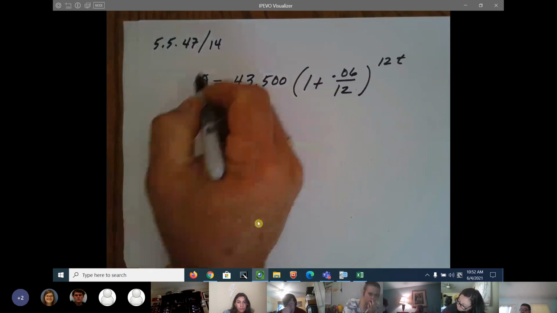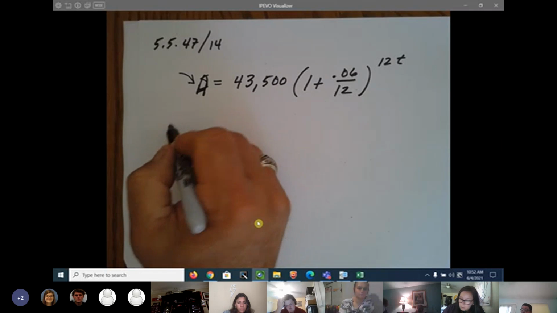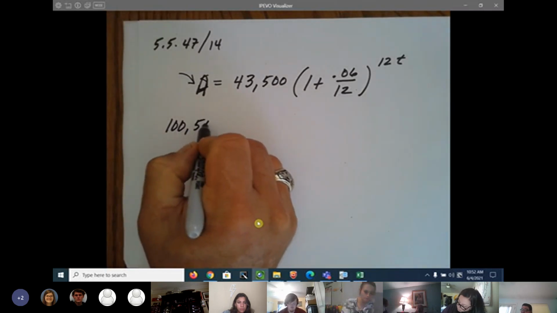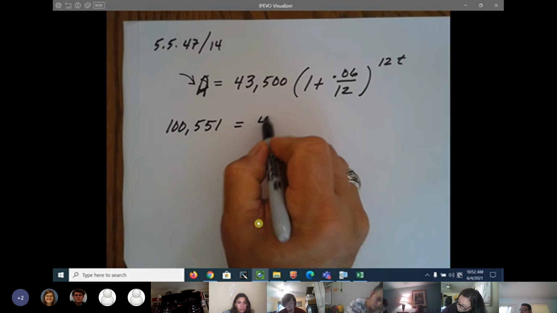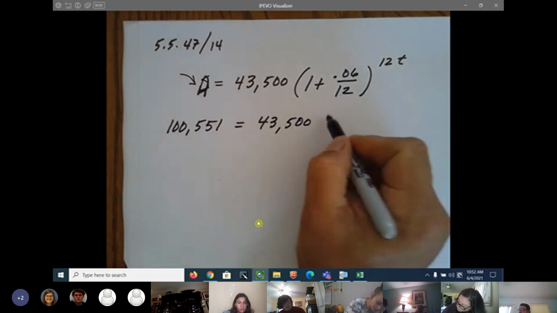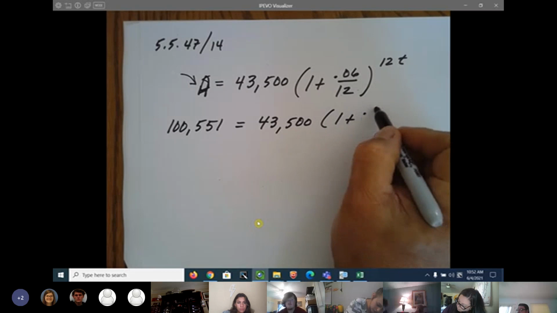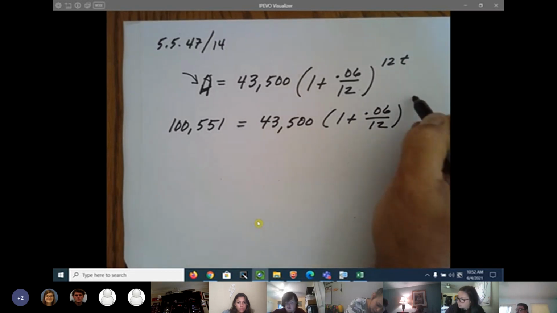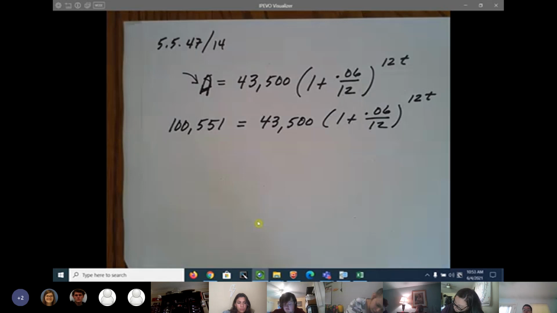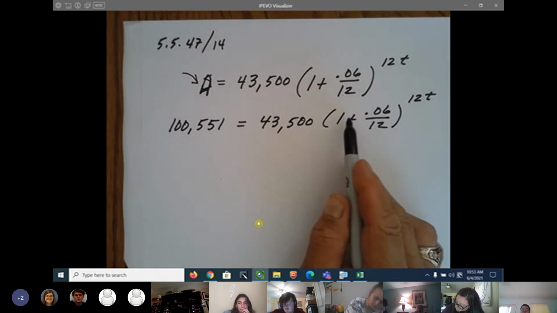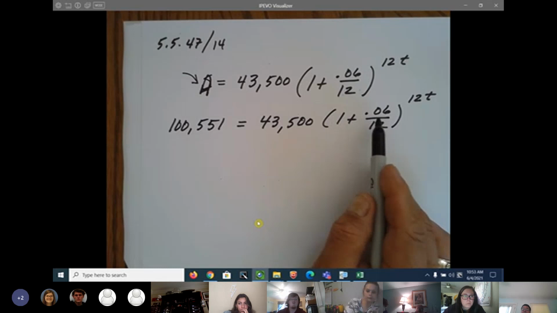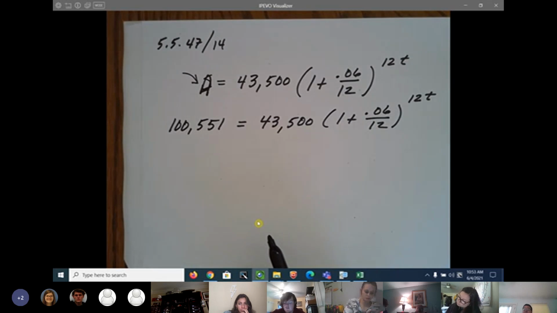Well, that's this right here. So 100,551 is equal to 43,500 times 1 plus 0.06 over 12 raised to the 12t power. Now I would go ahead and address this first, get this kind of simplified. Simplify that first, then you can do some algebra. So I'm going to give you a minute to do this one. And yes, this is a test question. I don't mind putting this one on a test. It's short and sweet also. You got to do a little bit of math.